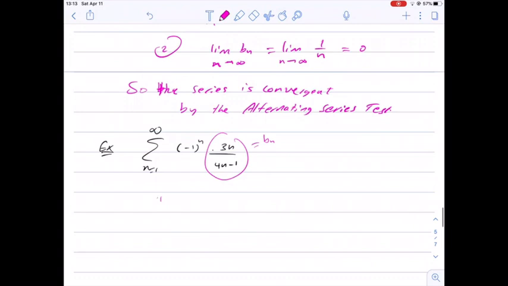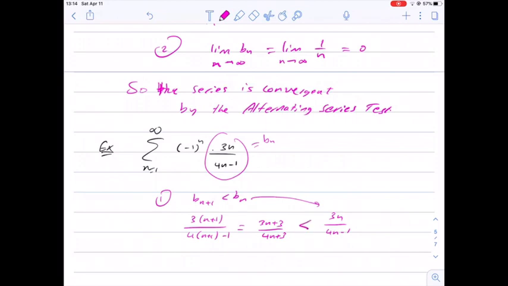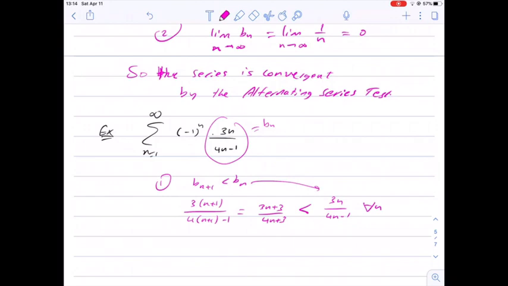Now this is Bn. The first condition, Bn+1 less than Bn. So substitute n plus 1, you get 3 times (n plus 1) over 4 times (n plus 1) minus 1. And this is 3n plus 3 over 4n plus 3. And Bn is 3n over 4n minus 1. We can compare them by testing some values, and we find that this is true for all n.